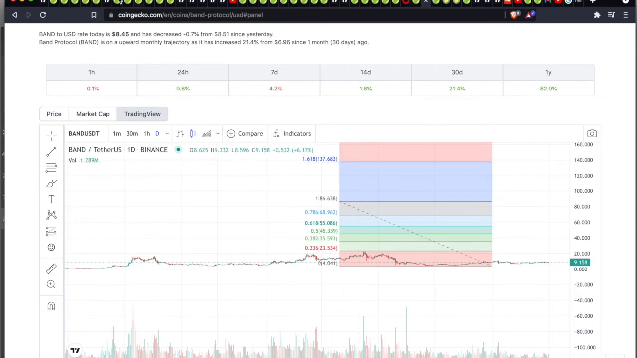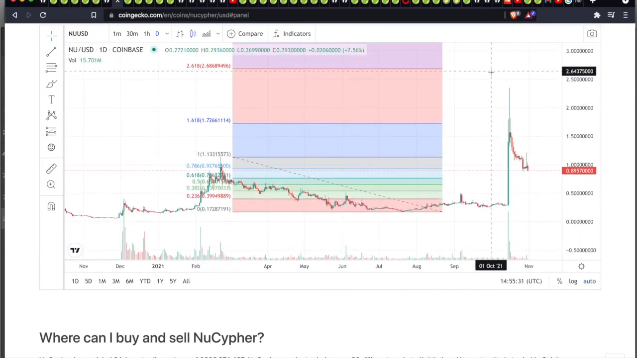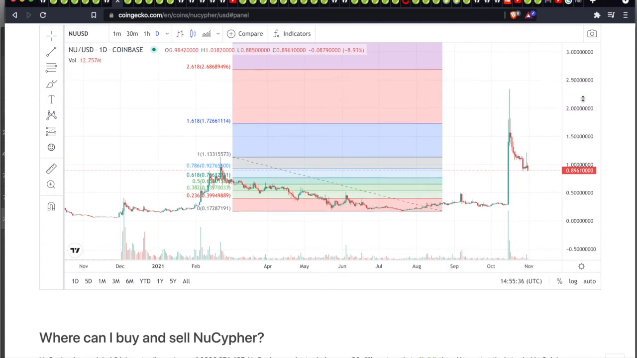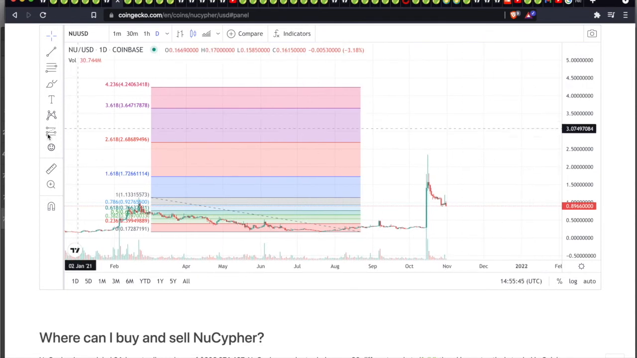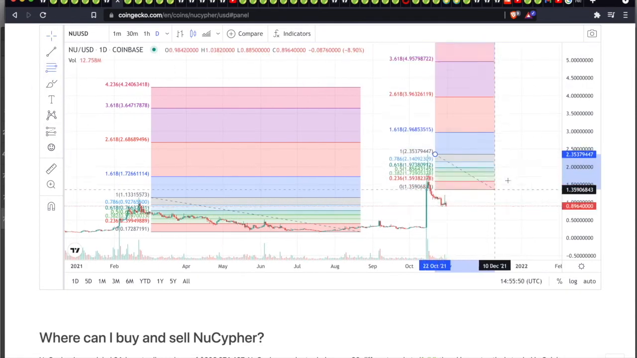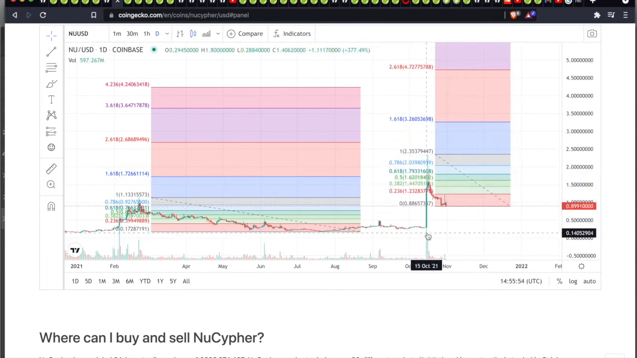Let's look at what I got, like NewCipher. Look at this. NewCipher crushed the 1.618. This basically means that NewCipher is essentially, in a conservative way, destined for $4, like $4.20, right? Check this out though. If I just do the basic Fibonacci on this move, which is very reasonable to do on this impulsive move, because this impulsive move is insane. It's like, yo, everybody wake up. NewCipher's about to bust your head open.